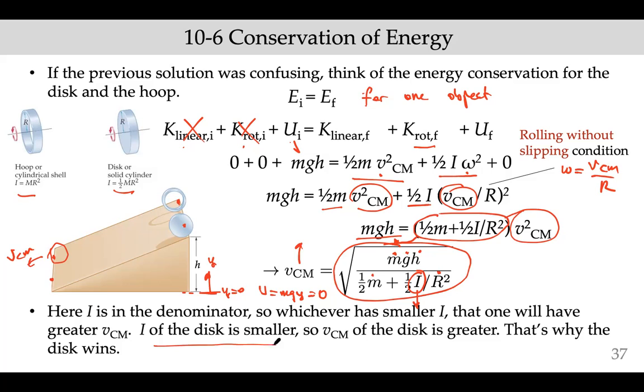So I of the disk is smaller. You can see that it's 1/2 mr squared. So VCM of the disk is greater, which you can see from this equation as well. That's why the disk wins.